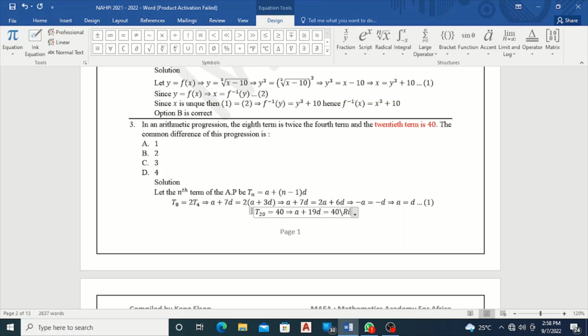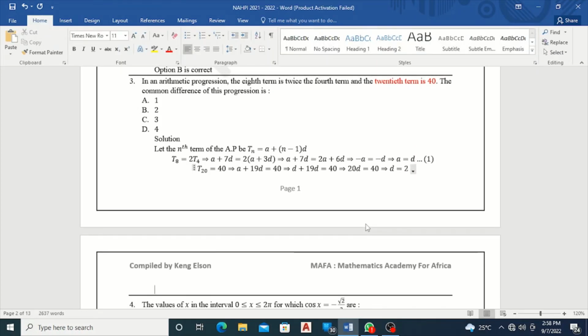But since a is equal to d and we are looking for d, I can just replace this a here with d. So it means that d plus 19d is equal to 40. So what does that mean? It means 20d is equal to 40. So we can divide both sides by 20 and we get our d equal to 2. So option B is correct.